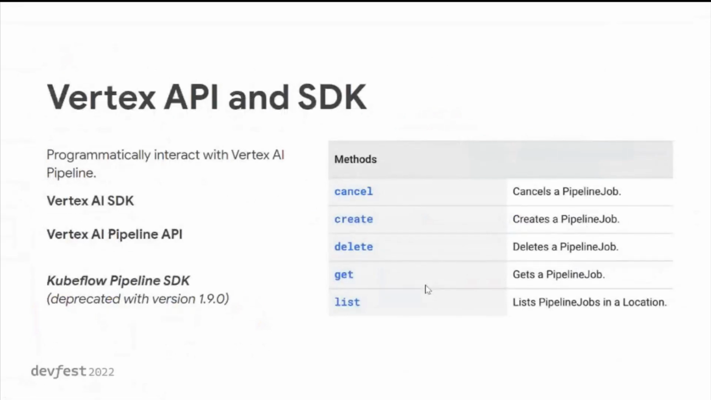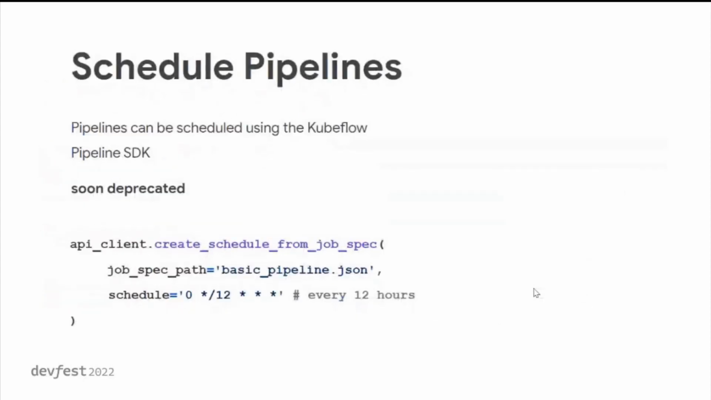We need to enable the Vertex AI pipeline API to run this job, and the requirement to run this pipeline on Kubeflow components is that we need the Kubeflow package over here. There are different methods which you can make use of. You can cancel a pipeline by calling the cancel method. You can create the pipeline. You can delete the pipeline, get the pipeline, or list the pipelines for the particular location. So these are certain inbuilt methods which you can make use of while working on any project.